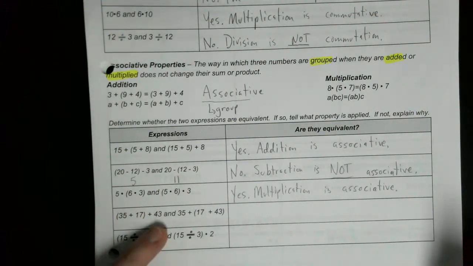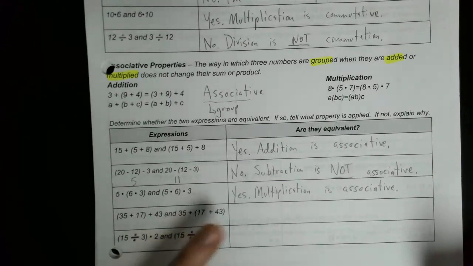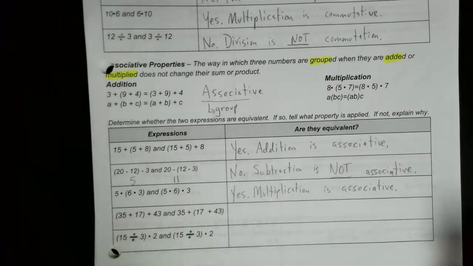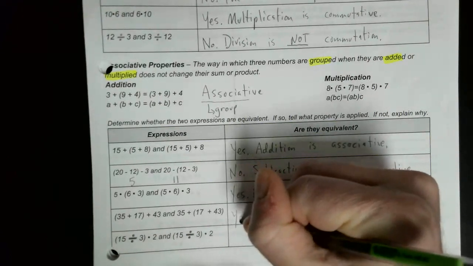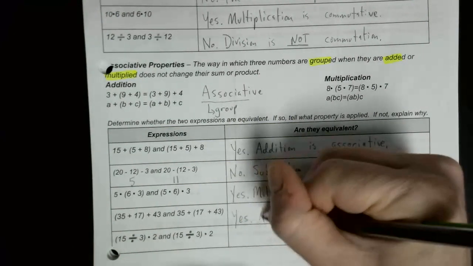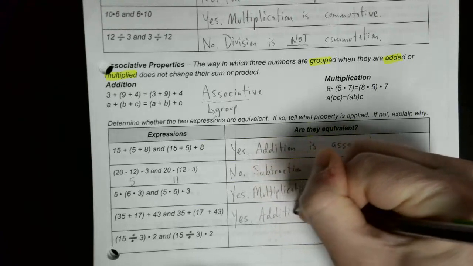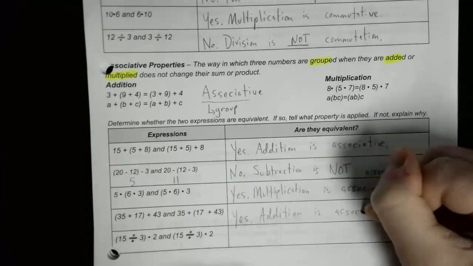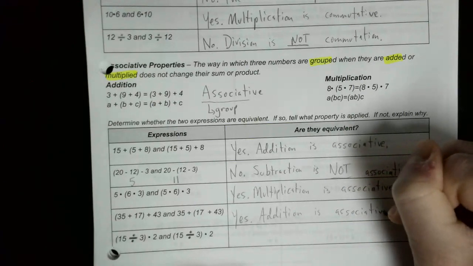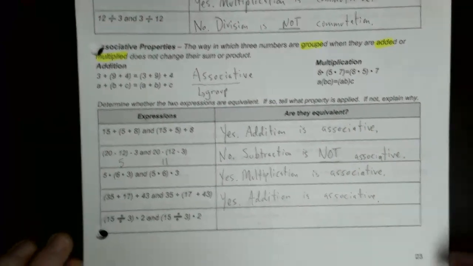Let's check this one out. 35 plus 17 plus 43, 35 plus 17 plus 43. You can see the groups are different. Are these equivalent? You bet they are. And why? Well, it's the same reason as the first one. Addition is associative.